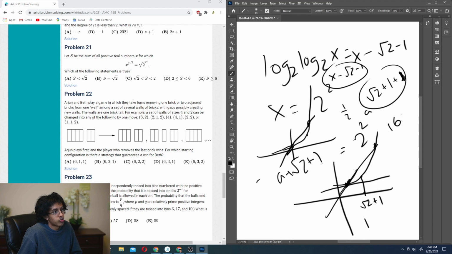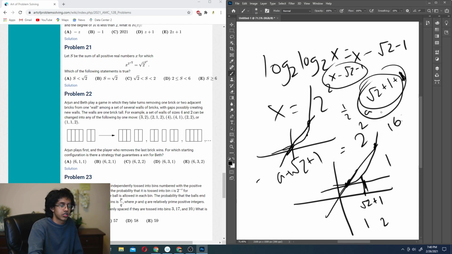Because we know that this one's at least 1, and this one is at least root 2 plus 1, so it's at least 2, but it is less than 4. So it should be D. Let's do that. Alright, nice.